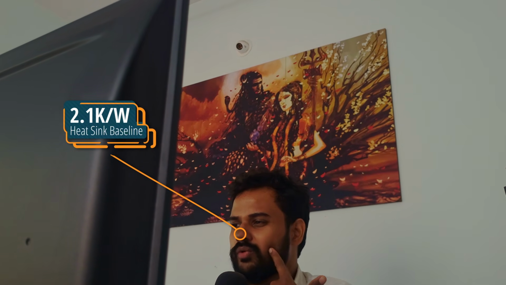If you'd rather think in temperature, there's the flip side of the same coin, thermal resistance. How many degrees hotter the chip actually runs for every watt it will dump. The baseline is about 2.1, lower is better, so keep both of these in the back of your mind.